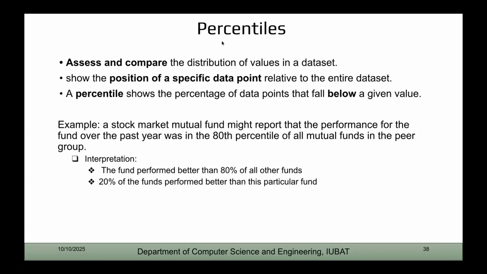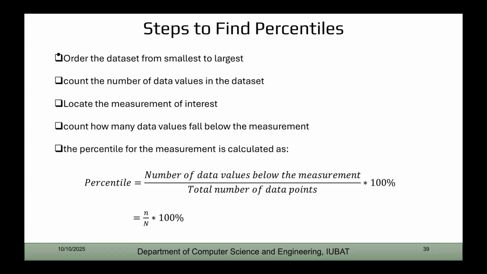That means 20% of the funds performed better than this particular fund, while my fund performs better than 80% of all other funds. So this is the thing: a certain position, a certain percentile, is where a value lies.